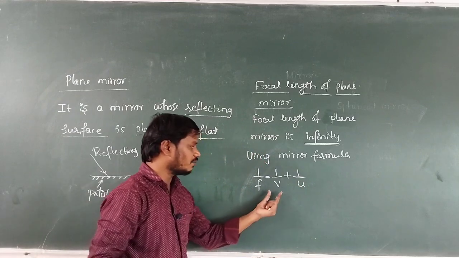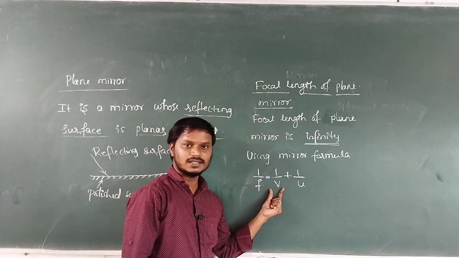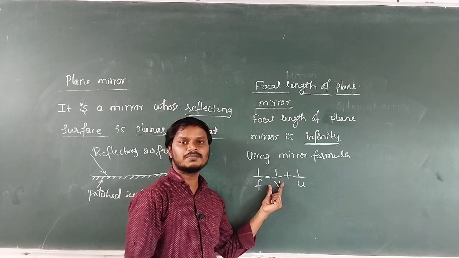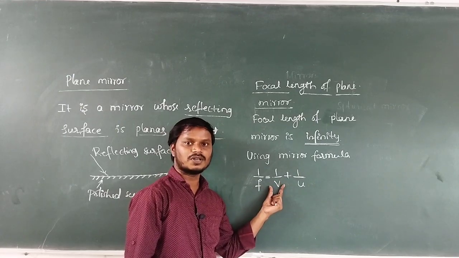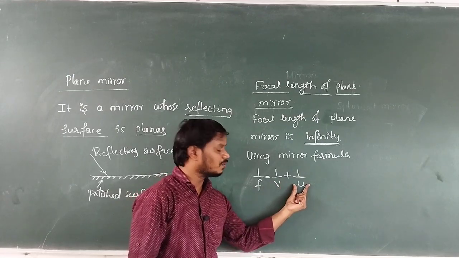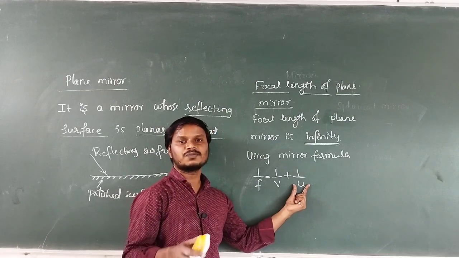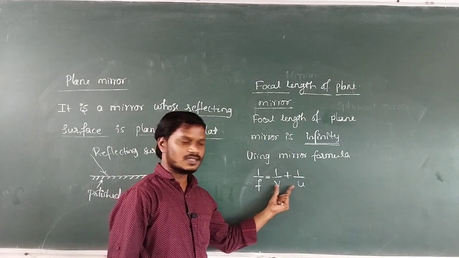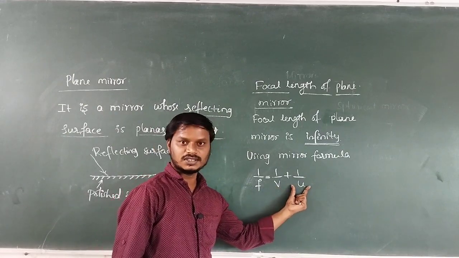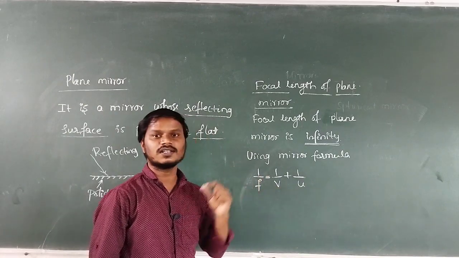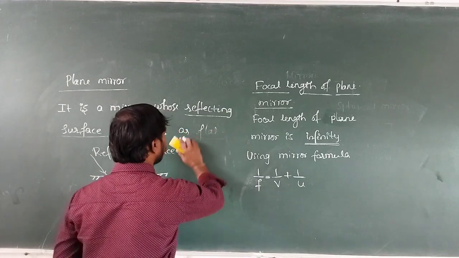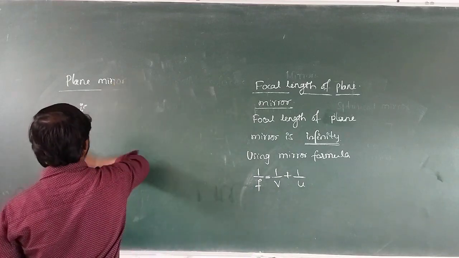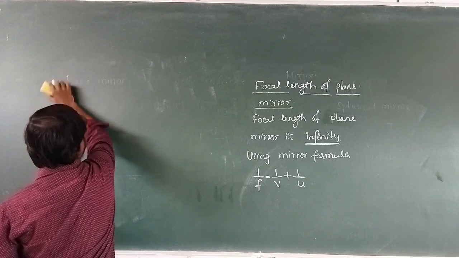What is v? v is the image distance, the distance of the image formed by the plane mirror from the pole of the mirror. And what is u? The distance of the object from the pole of the plane mirror, the object distance. And f is the focal length of the plane mirror. Now see here, in case of plane mirror, the object distance is equal to image distance.